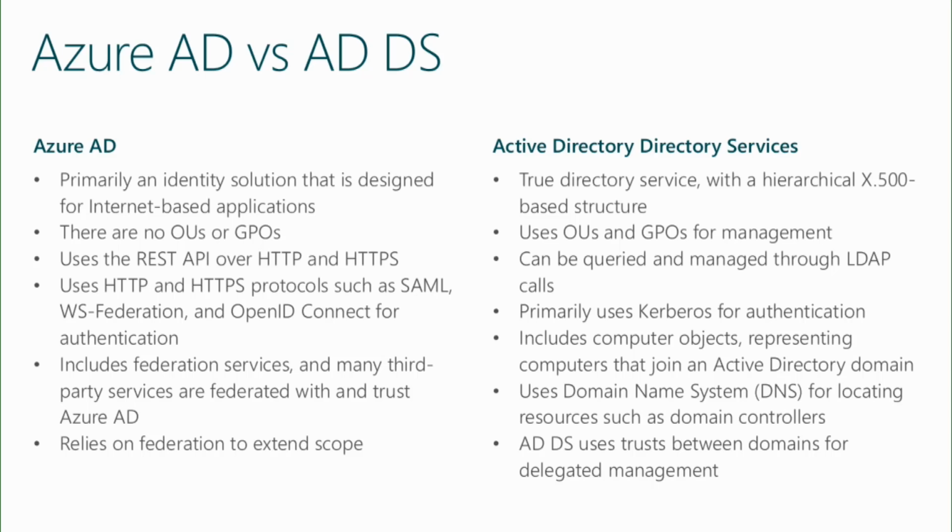The way that you access it with Windows Server Active Directory is based over Kerberos and being a member of a domain. With Azure Active Directory, you can register with a domain, which doesn't guarantee management, but then you implement things like federation services and HTTP-based protocols to access other applications or other directories. So the idea of extending scope with Windows Server Active Directory is based on trusts. With Azure Active Directory, it is based on federation.